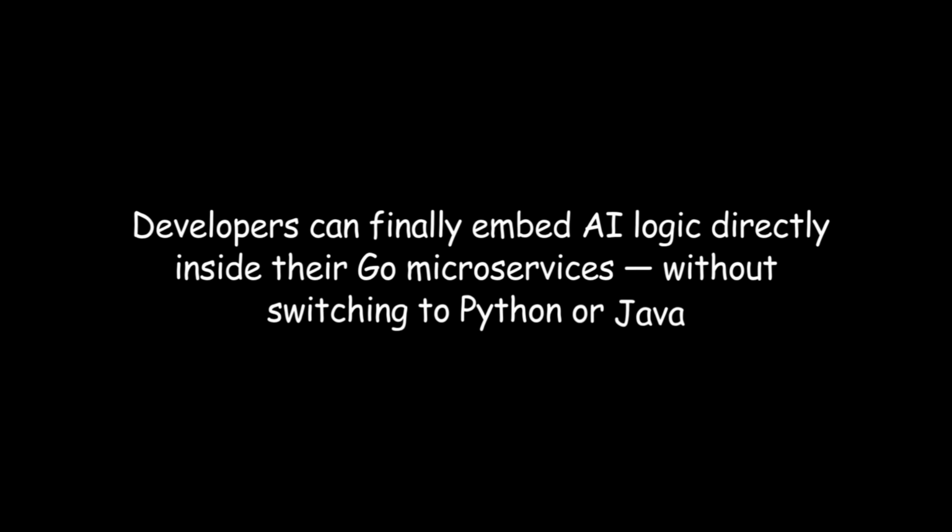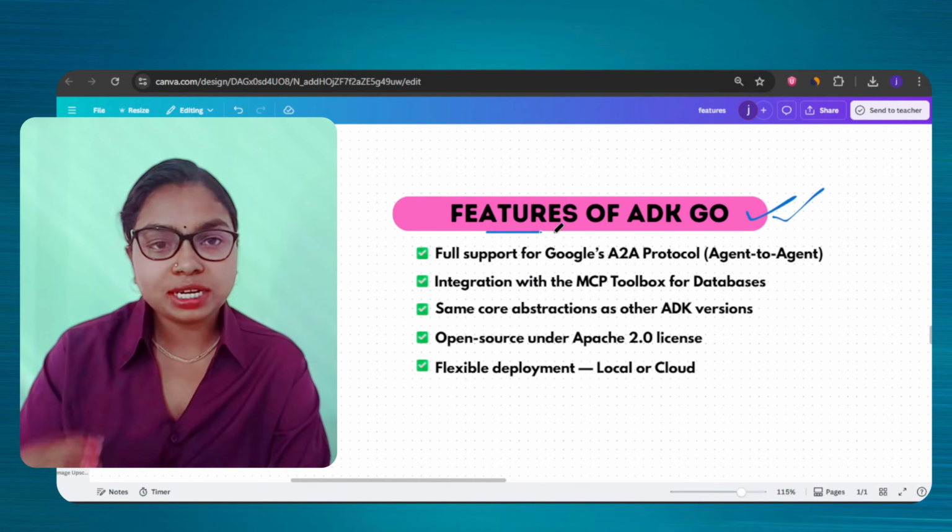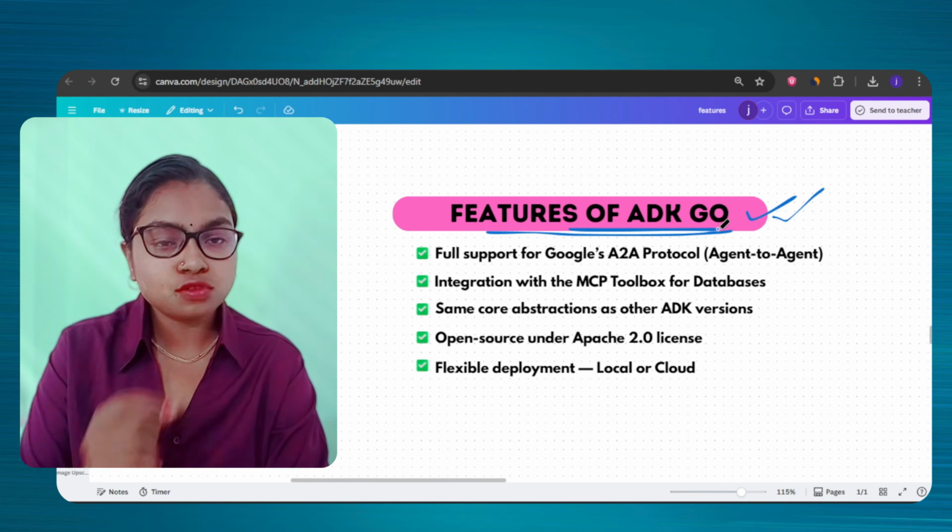So, up until now, if you were a Go developer and you wanted to add AI capabilities, you basically had to depend on Python libraries. That means juggling between two different languages, frameworks, and environments, which was messy, slow, and not very scalable. But now, with ADK Go, that entire limitation is gone. Developers can finally embed AI logic directly inside their Go microservices without switching to Python or Java. So your backend, your APIs, your automation pipelines, they can all directly interact with AI models, plan tasks, or even talk to other agents.